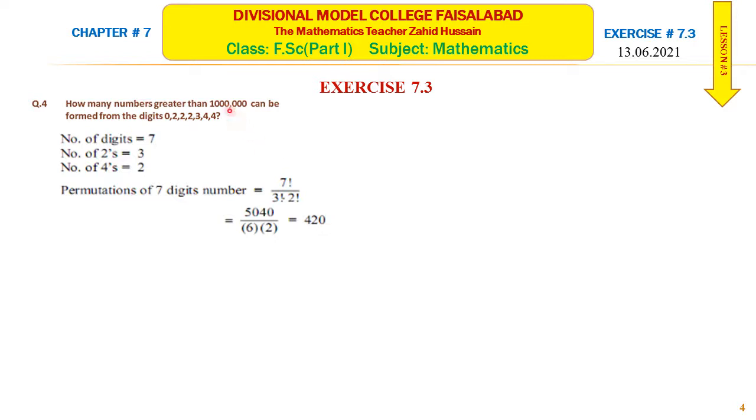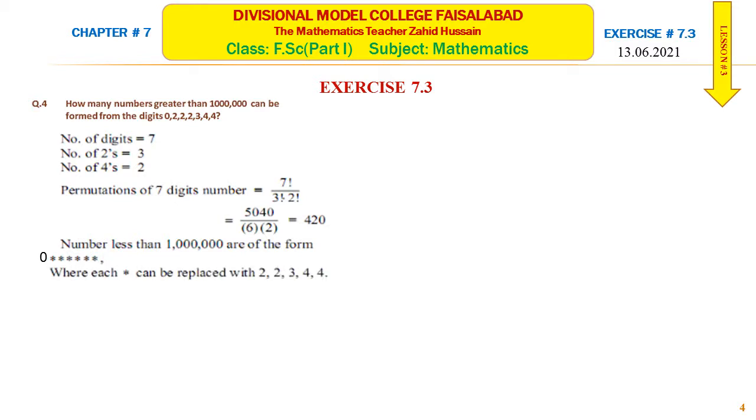Now numbers which are less than 10 lakh: out of these 420, some arrangements are such that the number formed by those 7 digits is less than 10 lakh. The numbers less than 10 lakh are of the form where 0 is at the extreme left. 0 at the extreme left is meaningless. 0 is fixed there, and we are left with the digits 2, 2, 2, 3, 4, 4. So we will have to make the arrangements using the remaining 6 digits.